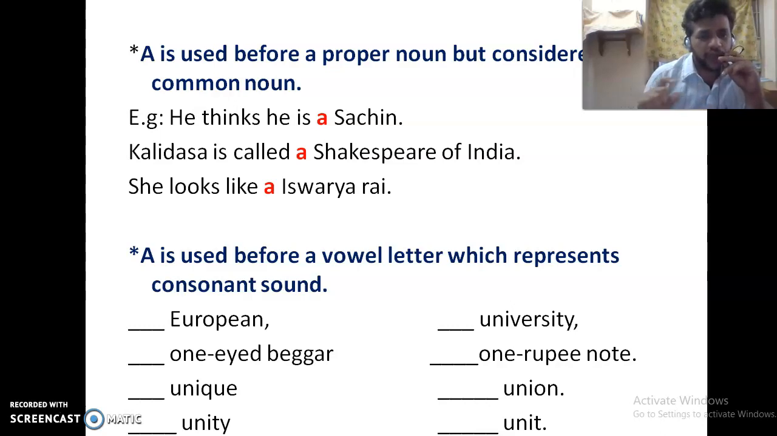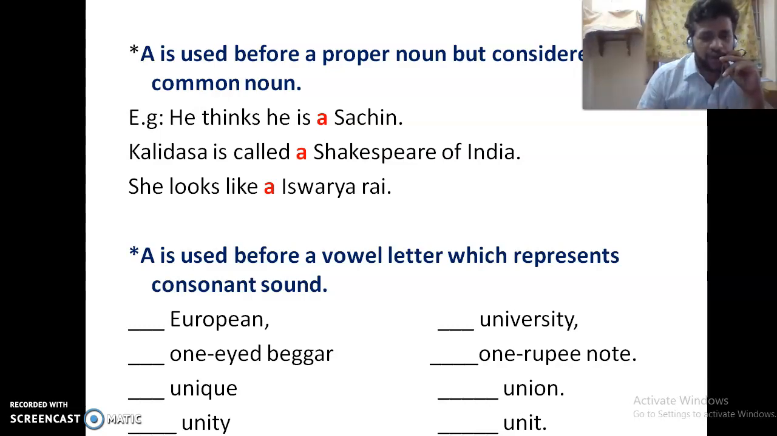European, okay, starts with U. Similarly, university starts with U. One-eyed beggar starts with W sound. 1 rupee note, similarly W sound. Unique starts with U. Dash union starts with U. Unity dash starts with U. Dash unit starts with U.